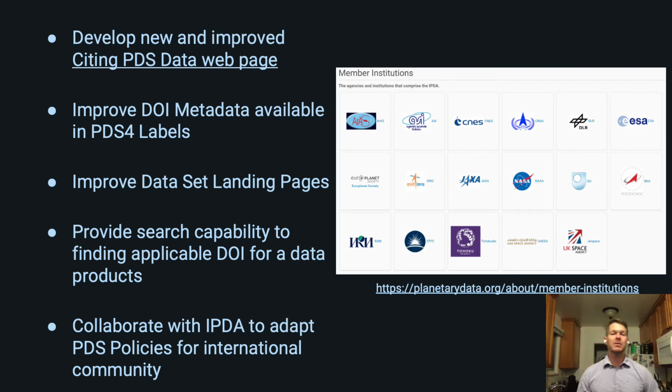And then finally, we want to collaborate with the IPDA to adapt these policies for the entire international community so that we can have a consistent approach to assigning DOIs to planetary science data. So if you are using data from the PDS or you're using data from something like Rosetta or Kaguya or any of these other missions, DOIs are assigned in a consistent fashion with consistent metadata. And it's pretty much ubiquitous across all planetary science. So it's a lot easier for you, the user, to cite this and to be able to go from one archive to another and understand how to find and cite data products.